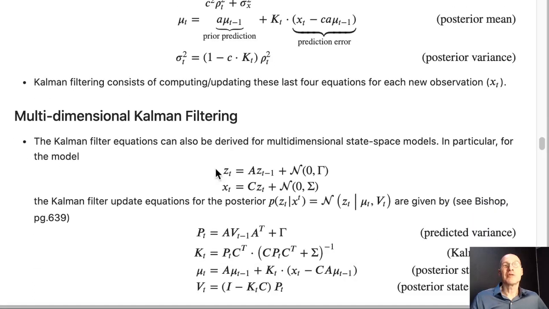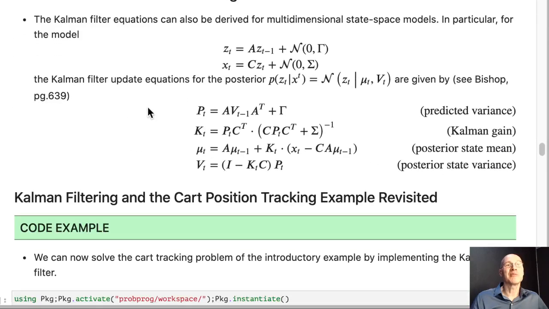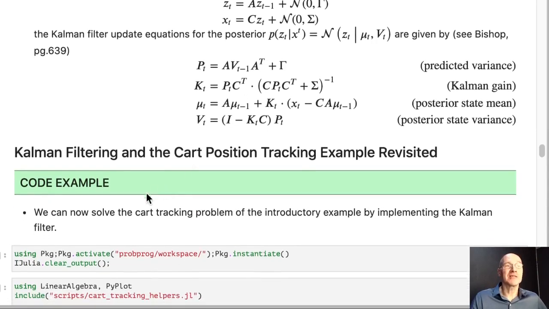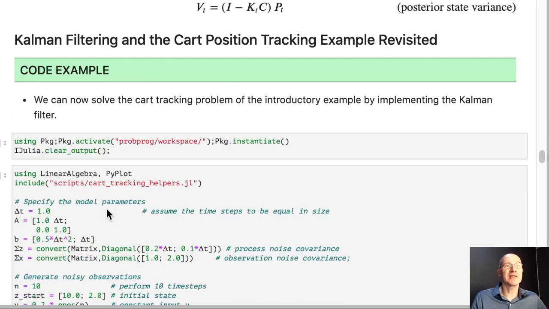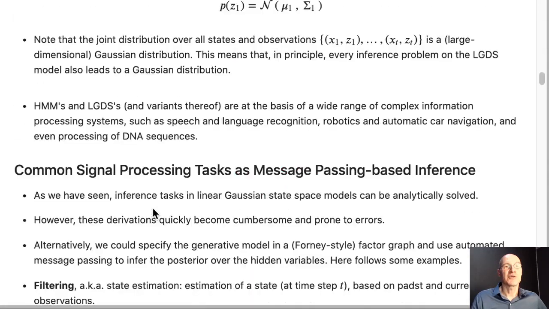Now there is a multidimensional format of these, the multidimensional Kalman filtering equations. They're very famous. These equations made it possible to calculate how to fly to the moon and not miss the moon. So these equations are important. Now we have implemented these equations in our code example. We go back to the cart example. We had this cart, and we want to estimate after 10 time steps the position z of t. So we coded that up.